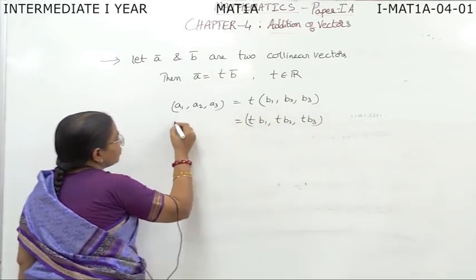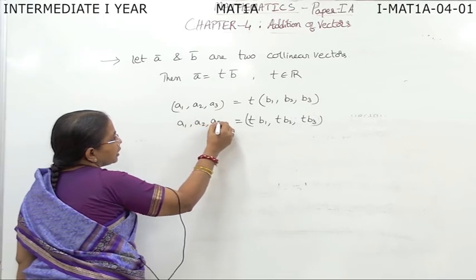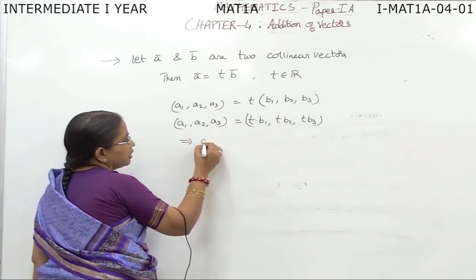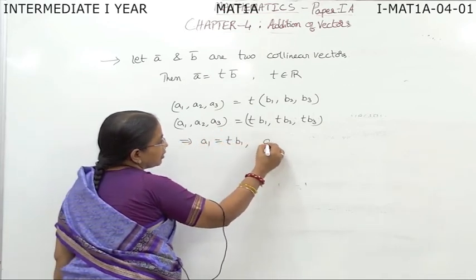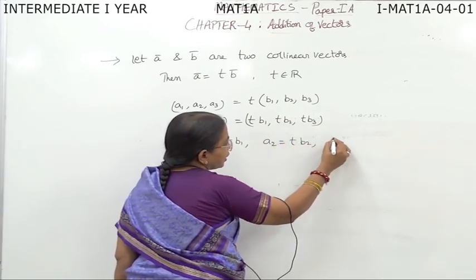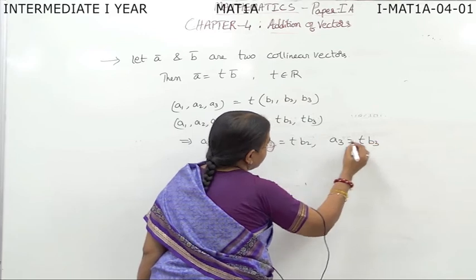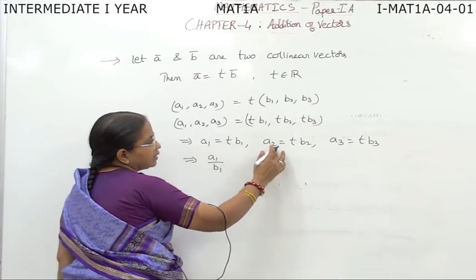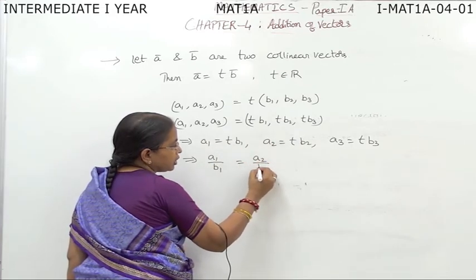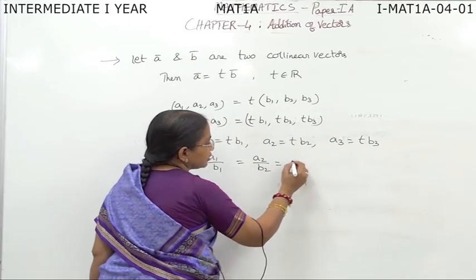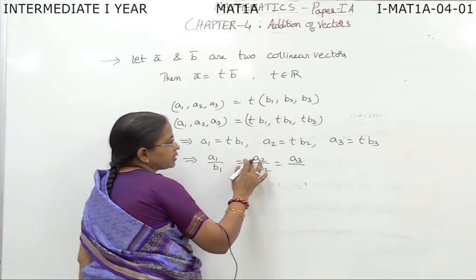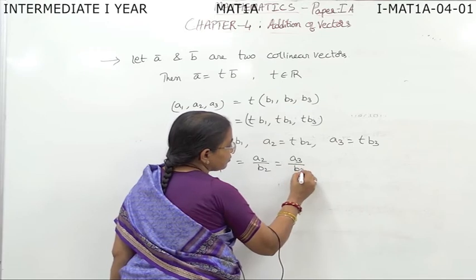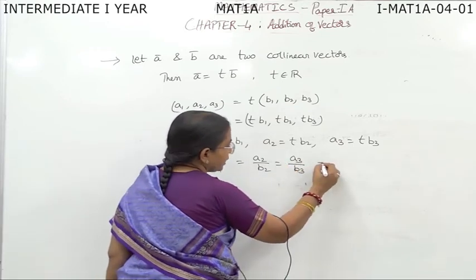So these two should be equal, no? So (A1, A2, A3) should be equal to (TB1, TB2, TB3). Now equate the corresponding coordinates. Then A1 is equal to TB1, A2 is equal to TB2, and A3 is equal to TB3. Now this will imply A1 by B1 is T. In the same way, A2 by B2 is also T, and A3 by B3 is also T. So A1 by B1 is equal to A2 by B2 is equal to A3 by B3 is equal to T. So that T we can write, no problem.